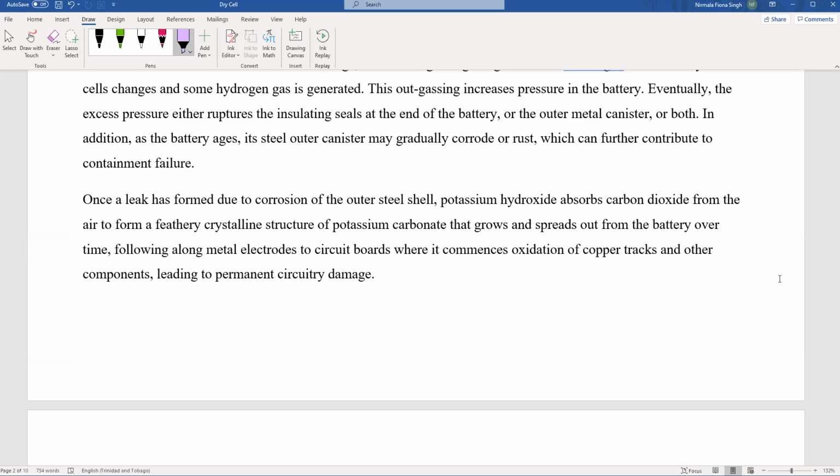So when that happens, your battery is dead as can be. Don't even try to put it into your circuit, into your components. Reading, following along metal cathodes to the circuit boards where it commences oxidation, it can lead to permanent circuitry damage. So what happens when you put a dead battery or a corroded battery, or your battery dies while in a circuit, it is guaranteed to destroy your entire circuit because that corrosion spreads throughout the metal very quickly.